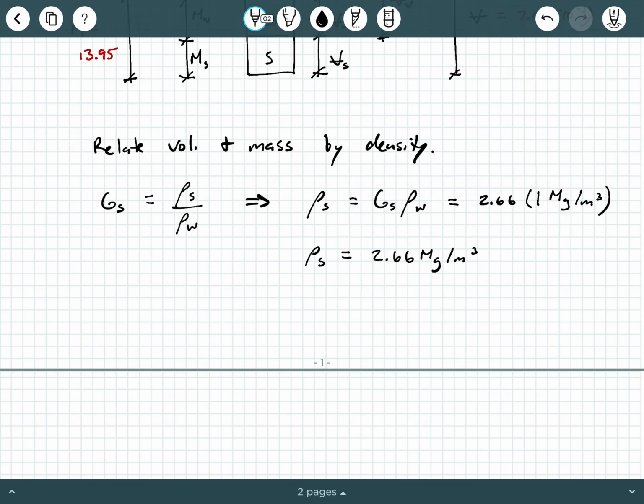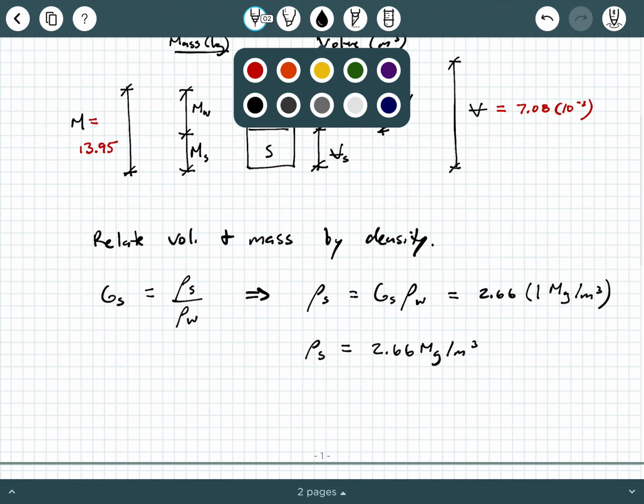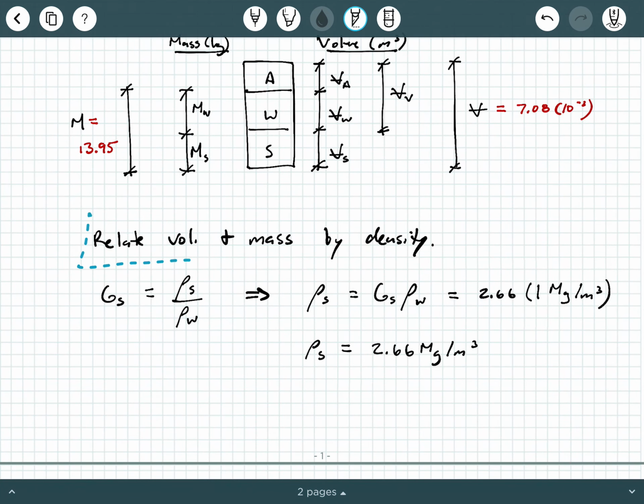Now, how does this help us? Well, this is where we return to this statement here, relate volume and mass by density. So now that I have the density of soil solids, again, I'm not assuming anything. I'm not assuming rho water is 1, okay? Rho water is 1 megagram per meter cubed. That is something you should remember from fluid mechanics or hydraulics, okay?